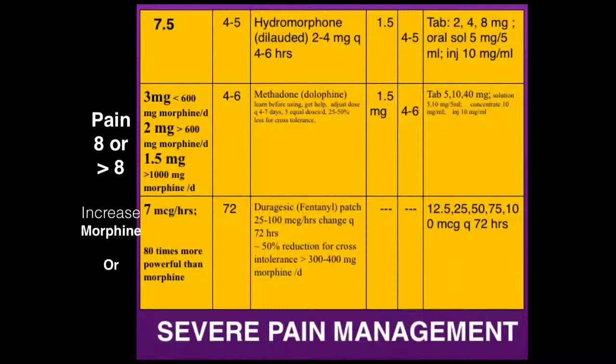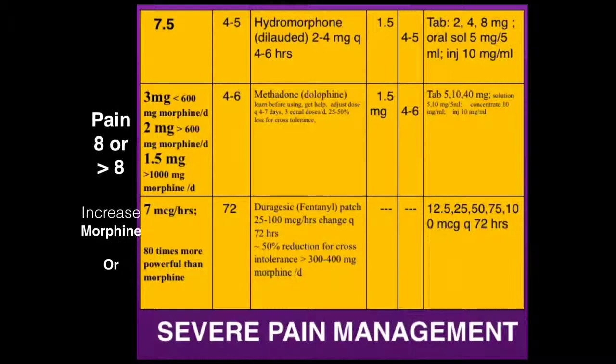For severe pain, either increase the dose of oxycodone or MSIR or MS-Contin or OxyContin you started, or choose hydromorphone, which is Dilaudid. Here, 7.5 milligram of hydromorphone equal to 30 milligram of morphine. And methadone is another medicine you can use, which is cheaper, and for less than 600 milligram of morphine per day, the equivalent dose is about 3 milligram of methadone equals to 30 milligram of morphine.